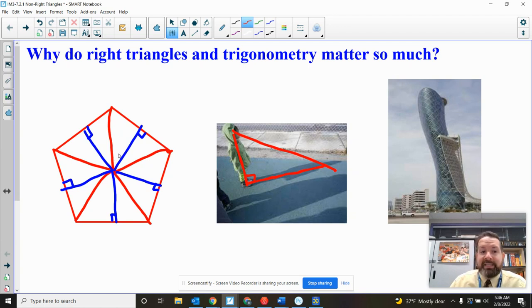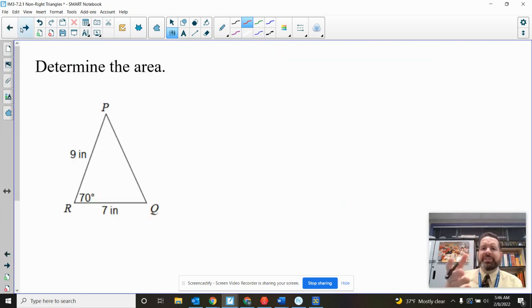Just like we divided up this pentagon, anything that looks even curvy, if you zoom in enough on it, looks flat. And if it looks like it's flat, you can make triangles out of it. Analyze those triangles, and that's how you make a building like this stand up. So why does it matter? It's because these triangles are everywhere. Now, just some examples. So let's look at one. If you want to look at more, then you can continue on in the video. We'll just do a couple more like this.